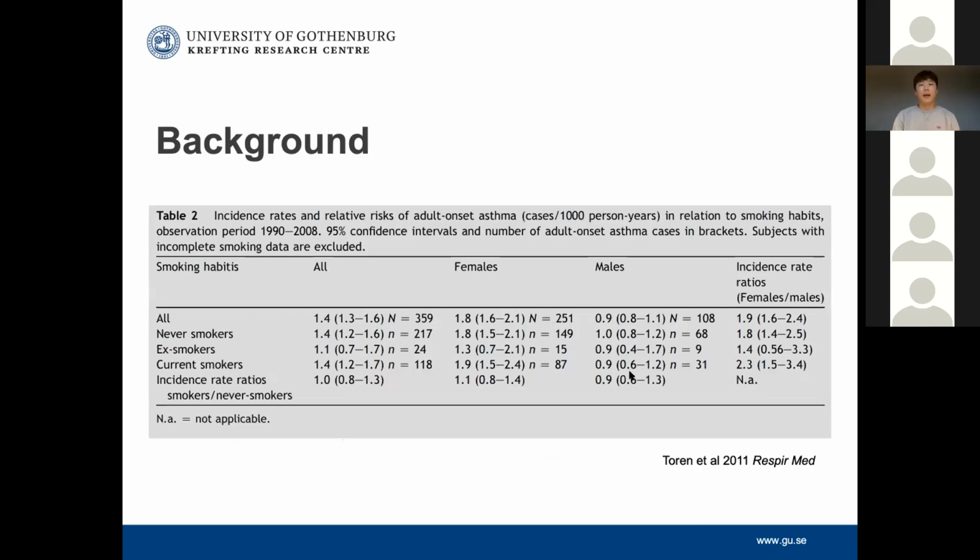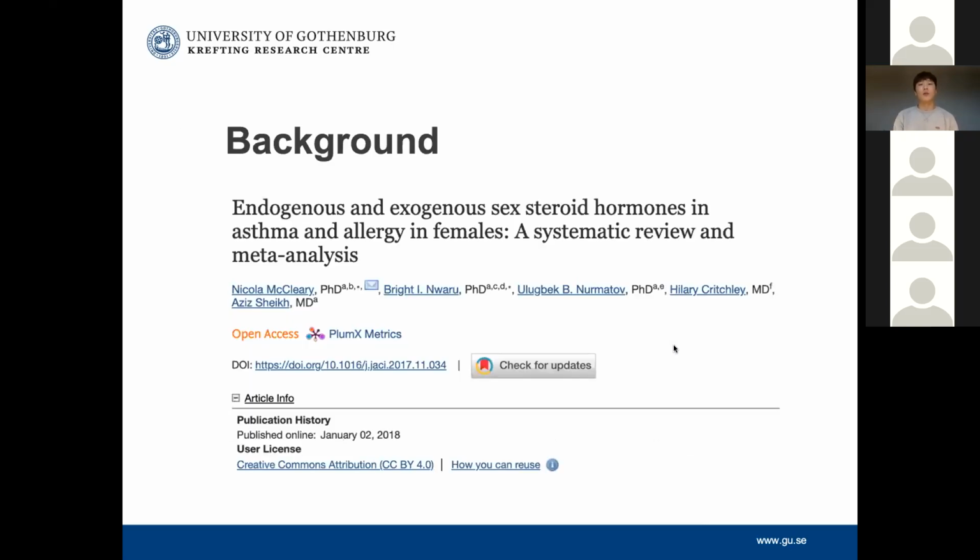Also, in the VESAS cohort, which is based in Gothenburg in Sweden, it was found that the incidence rate of asthma in females is twice that in males. Given those observations, it seems that sex or sex hormones may play quite an important role in the pathogenesis of asthma. So our group also conducted a systematic review to see the evidence base, what the current evidence is around this topic, and what we can do further to move this field forward.